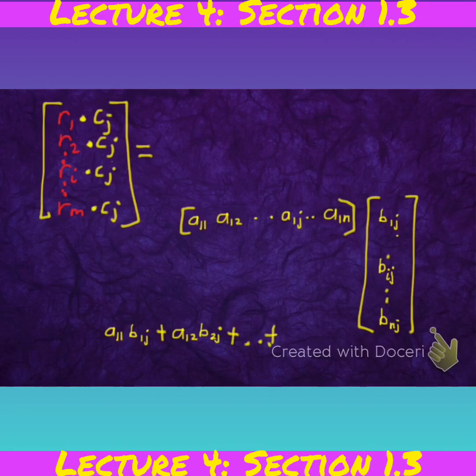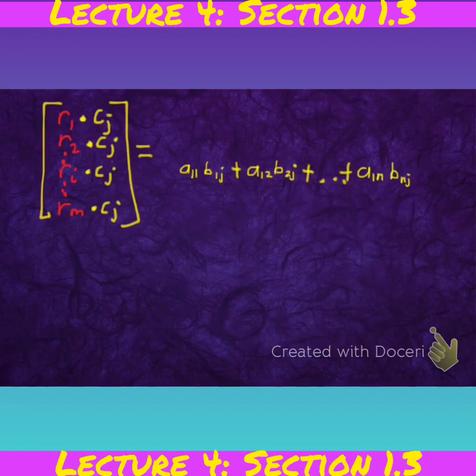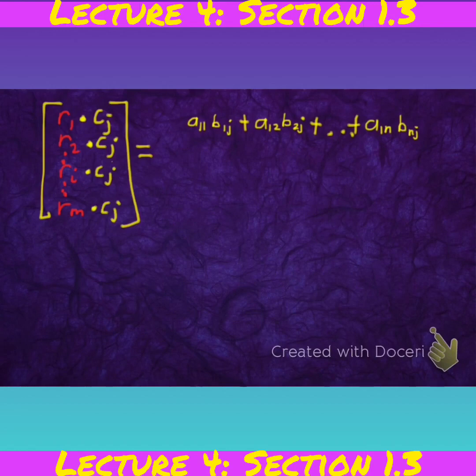Okay. And then we carry the process through right up until the end. We multiply the last entry in the row vector with the last entry in the column vector. Okay, so that is my dot product. And that's my first entry in my column vector.